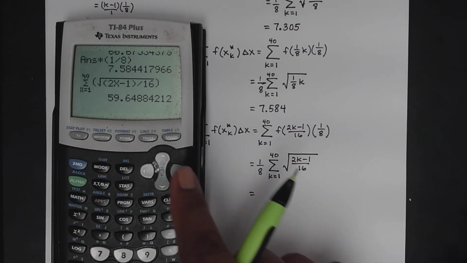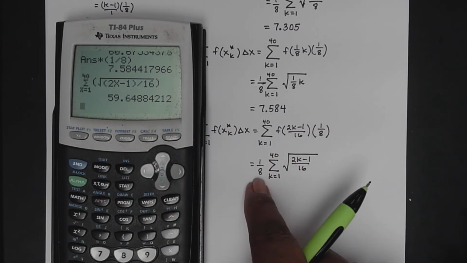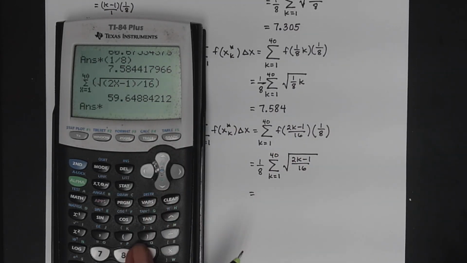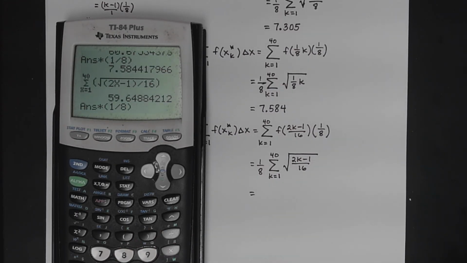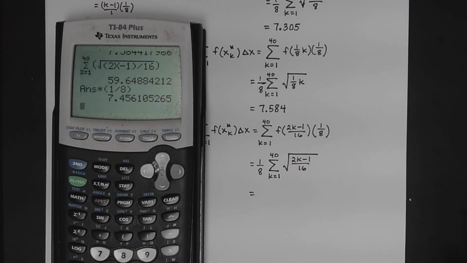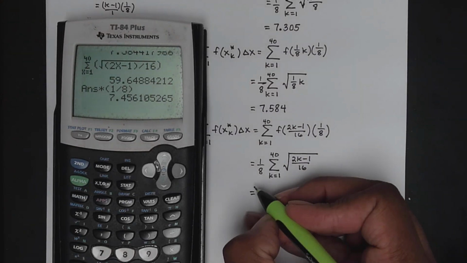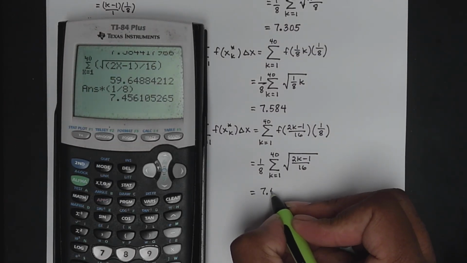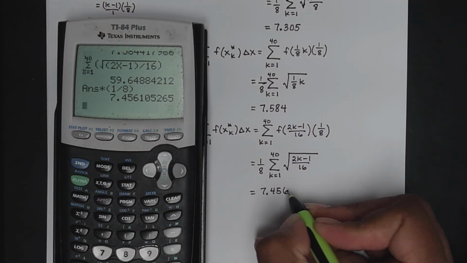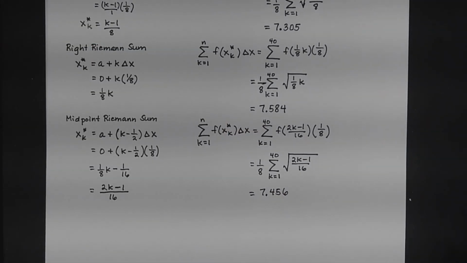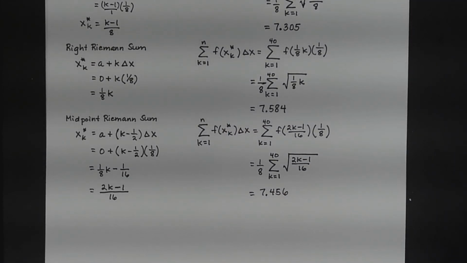So that's this right here. So I need to do that amount times 1/8. Can't leave that out. So to 3 decimal places, this will be approximately 7.456. That represents your midpoint Riemann sum. Your midpoint Riemann sum.